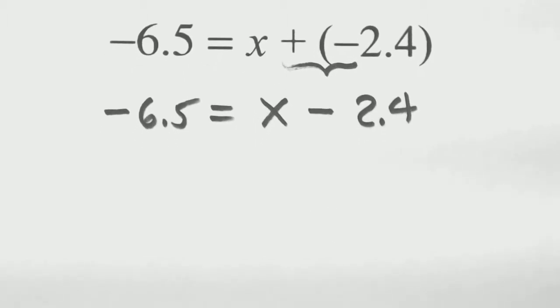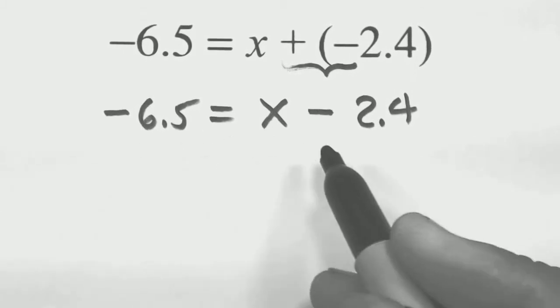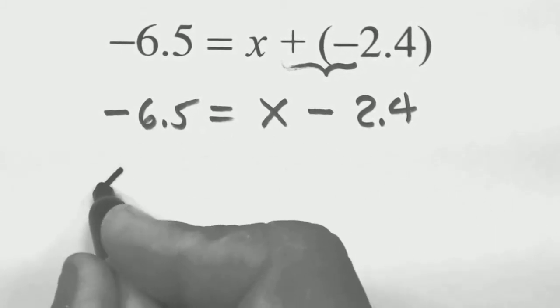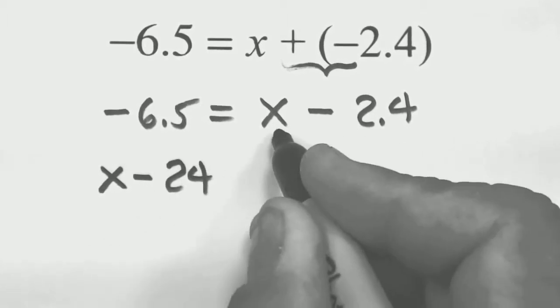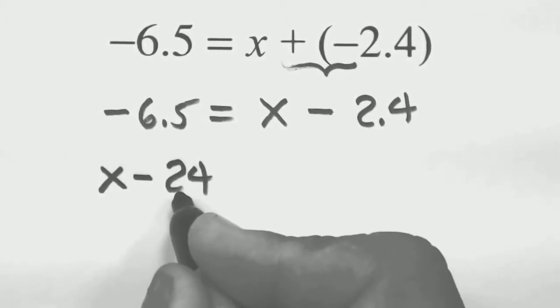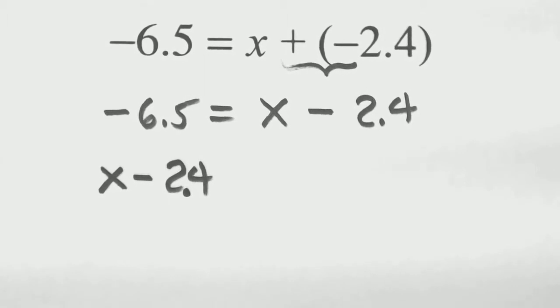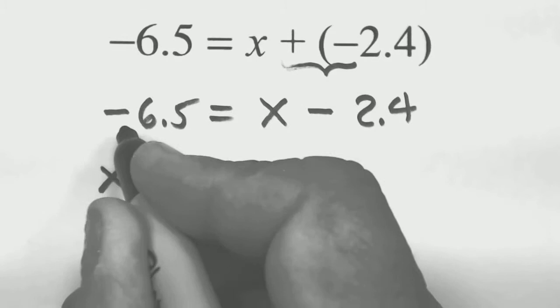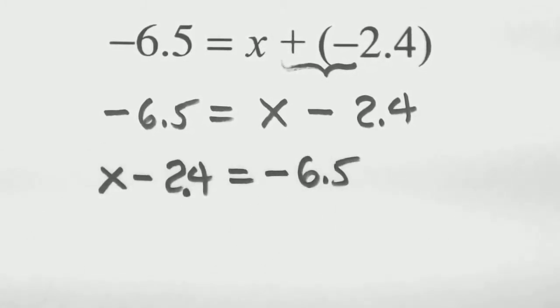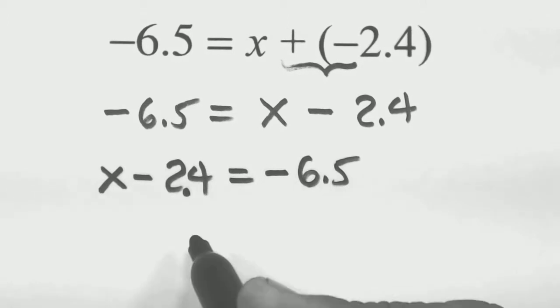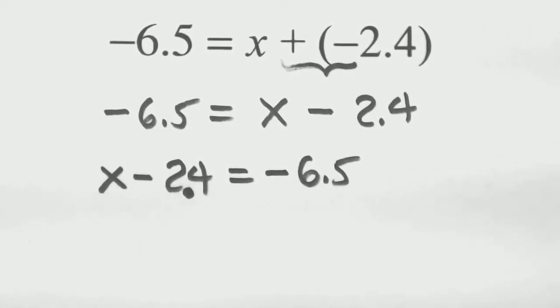Okay, now, of course, we have to have the x on the left side, so I'm going to switch the sides. And when you switch the sides, you don't change anything. You just copy what was on the right side here, now on the left, exactly the way it is. So x minus 2.4. And whatever was on the left side, just move it over to the right, negative 6.5. Okay, well, we're all set here. All we have to do is get the x by itself.